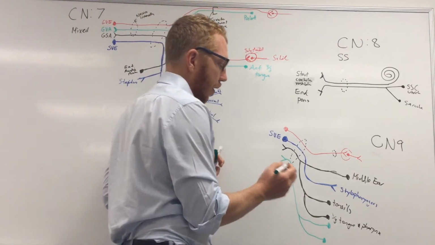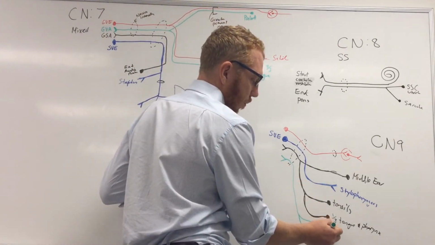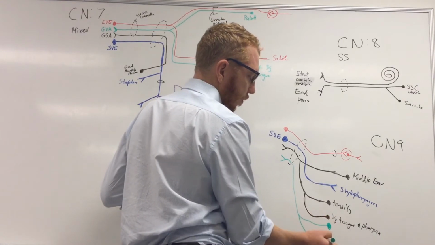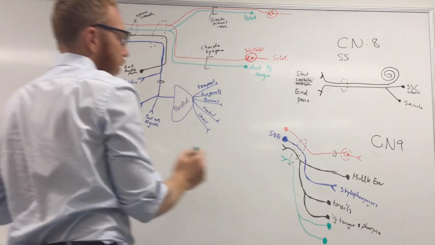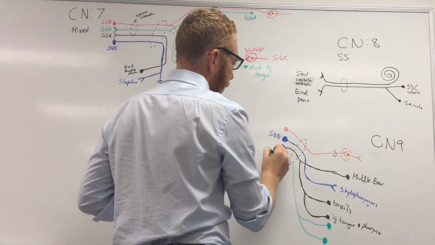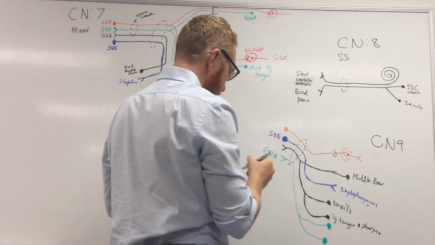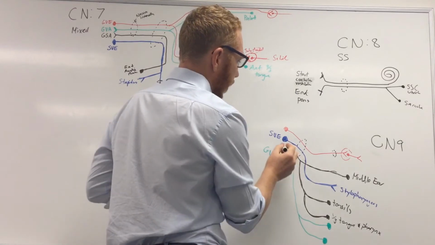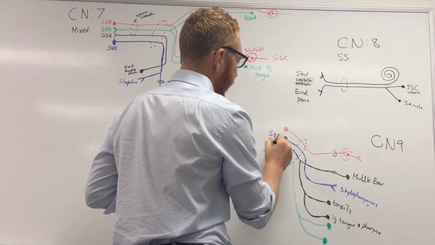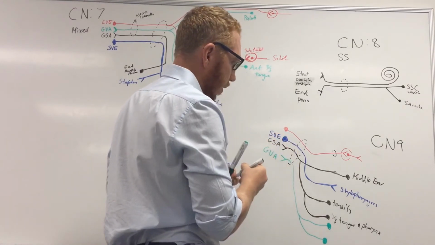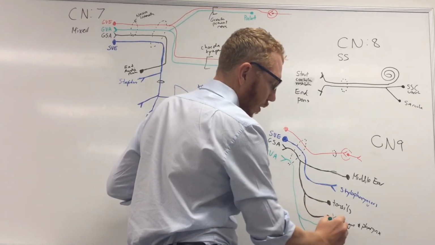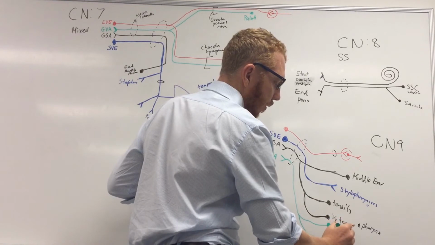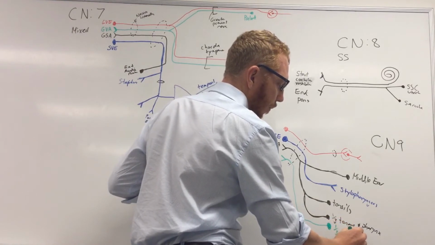Then we have the special visceral sensation. So this is going to be like the taste here. So this is going to be general visceral afferent. The black one was general somatic afferent. So this is going to bring information. Taste, it's close to this one. Taste to the posterior 1/3 of the tongue.